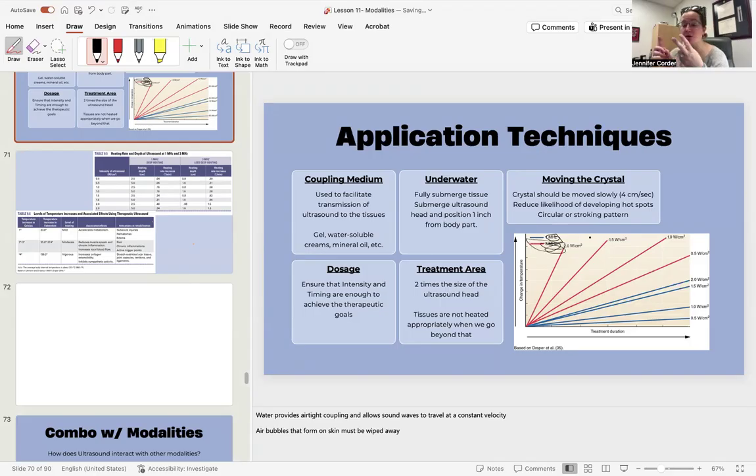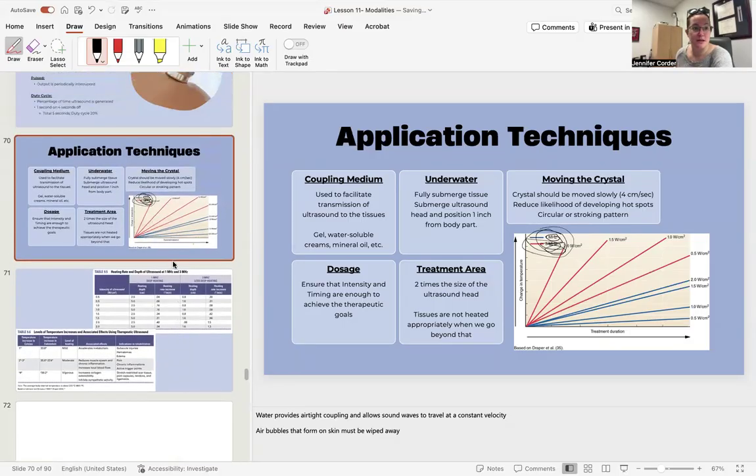So if they're super small, if that tissue is not more than an inch deep, your tendons, your ligaments, any of those are all going to have 3 megahertz. If we have something that's deeper, we have a larger body, those are going to require 1 megahertz. So make sure we choose the right frequency.